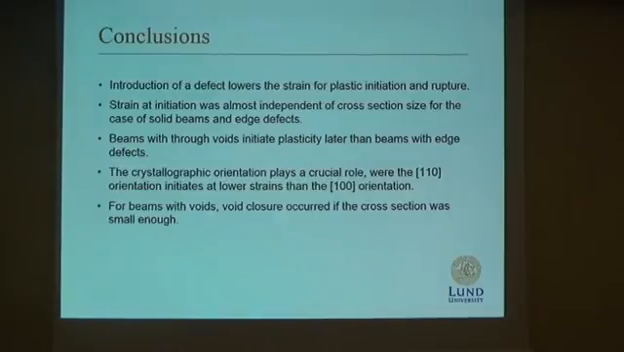So the conclusions of this work is that when we introduce a defect, we lower the strain for both plastic initiation and for rupture. Strain at initiation was almost independent of cross-section size for all the different type of beams. If we have voids in the beams, plasticity will initiate later than with an edge defect. So edge defect seems to be the worst kind of defect.